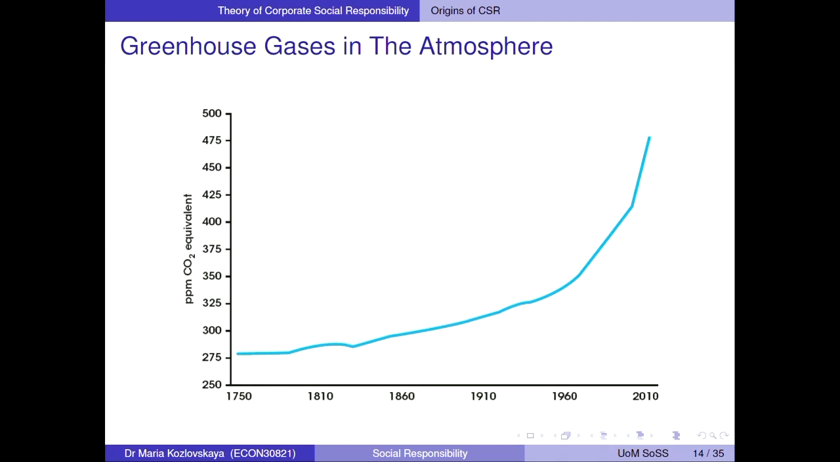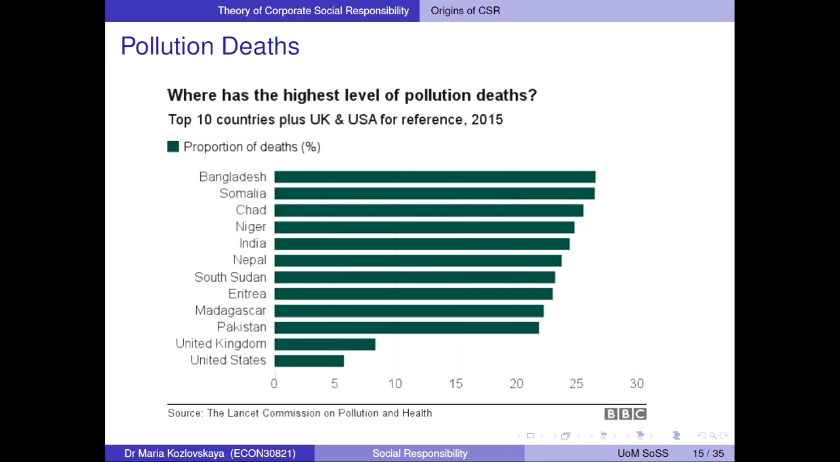Speaking of the last point, the atmospheric pollution, you can see that the amount of greenhouse gases in the atmosphere is growing at an accelerating rate. And the rate of pollution deaths is quite high in many countries. So what can we say? Looking at the countries at the very top of this chart, countries with the highest level of pollution deaths, where do you reckon this pollution comes from? What kind of pollution is it? What is so special about those countries?